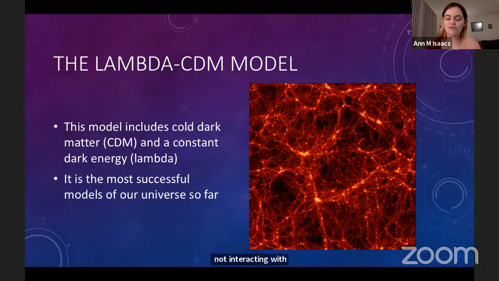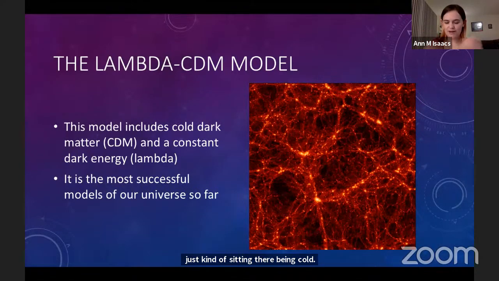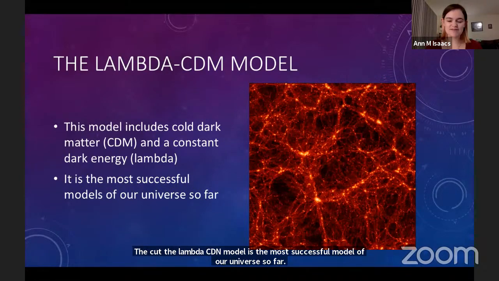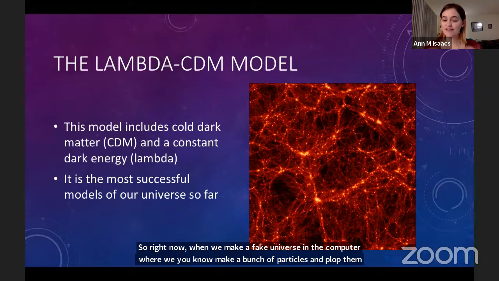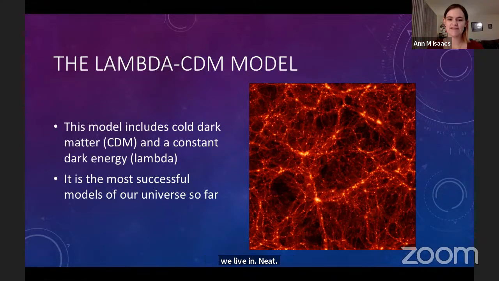So right now, when we make a fake universe in the computer where we make a bunch of particles and plop them in the universe and set the right constraints and ask it to go for a while, we get a result that looks pretty much like the universe we live in. Neat. But that doesn't mean that there's not more to it that we don't know, because we don't actually know exactly how much dark energy we have, exactly how much dark matter we have, and we certainly don't know what either of those things are. So that's pretty cool. LAMBDA-CDM, successful so far. And as far as we know, what we can do now is really dial into this model and figure out what exactly it means.